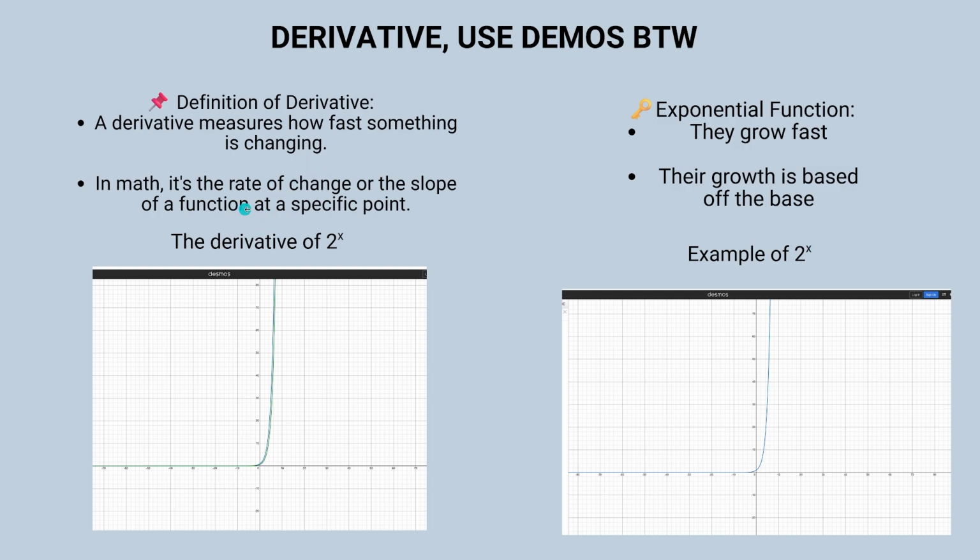And the second thing is the derivative. The derivative is basically the rate of change of a function. It's basically how fast something is changing. So this image depicts that the green line is the derivative of 2 to the power of x. The rate of change of the function 2 to the power of x is actually slightly smaller than 2 to the power of x.